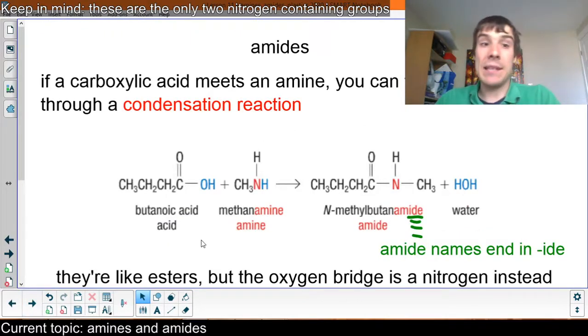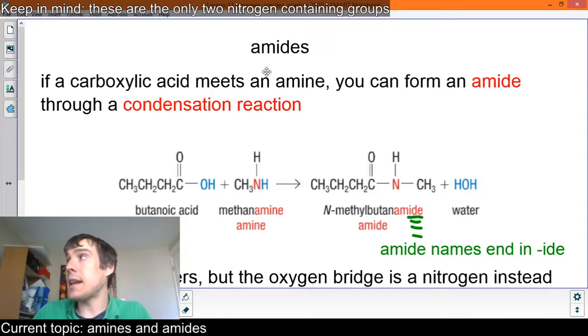Let's talk about amides. When you have an amine, as long as that amine has a hydrogen on it, and you meet a carboxylic acid, you form an amide. It's a condensation reaction. So butanoic acid meets methanamine.